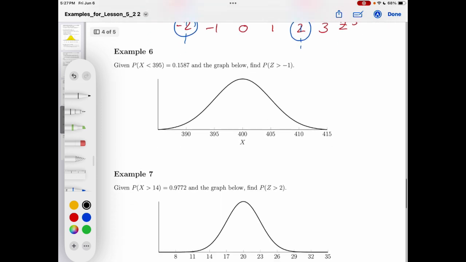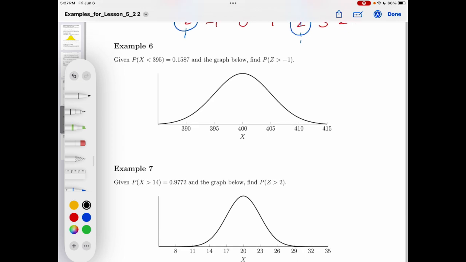All right, let's look at example 6. In example 6, we're given the probability that x is less than 395 is 0.1587. So less than 395 is the shaded area here. This area has a probability of 0.1587. We need to find the probability that z is greater than -1. Let's label our z's. Here are our x's.